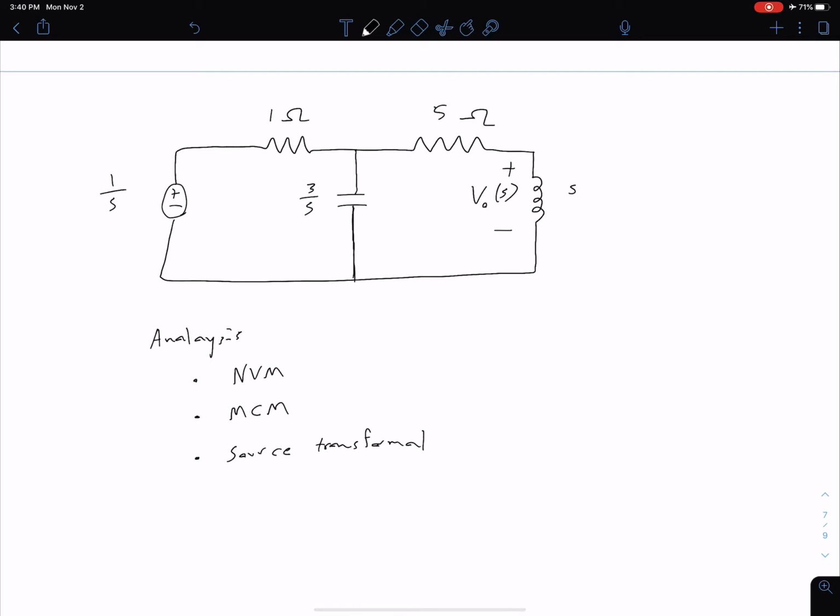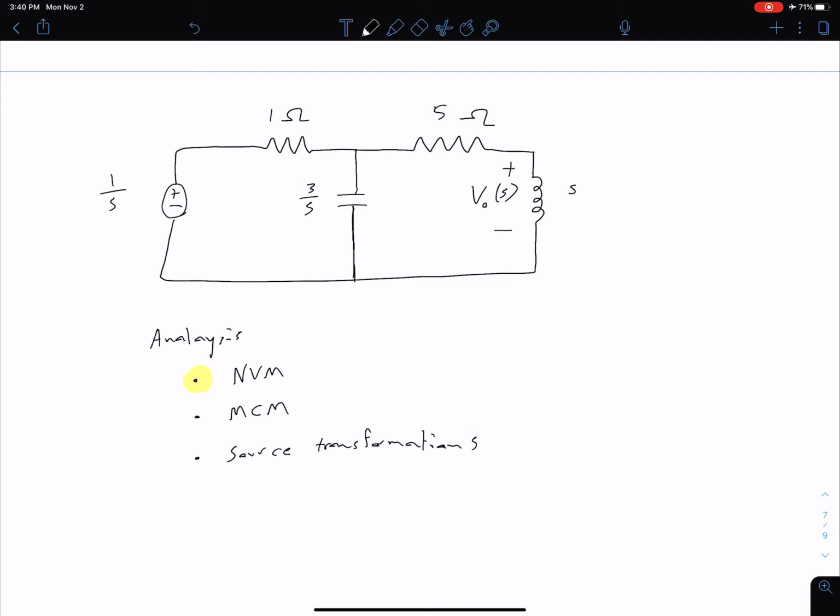So any of these would be good options. So what we're going to do here is focus on the node voltage method. But if anybody has any questions or wants to see how you would do any of these other methods, please don't hesitate to let me know and I can go over that in detail as well.